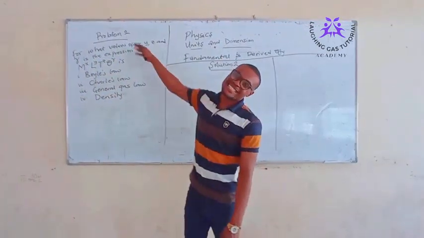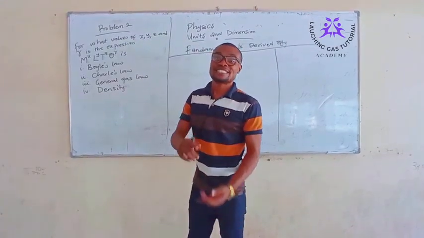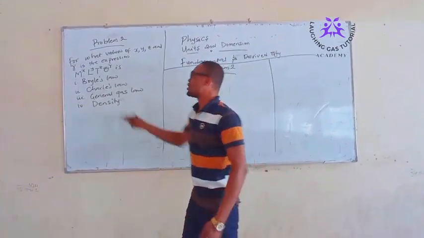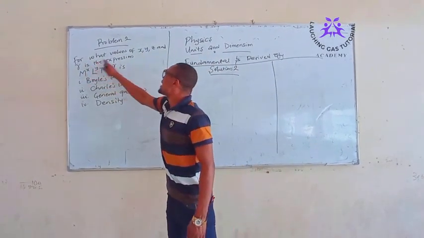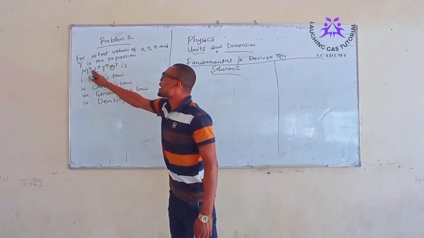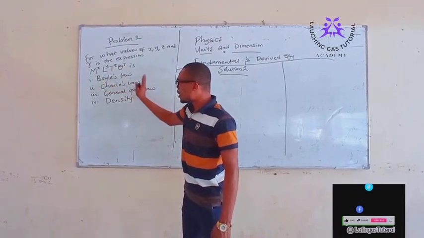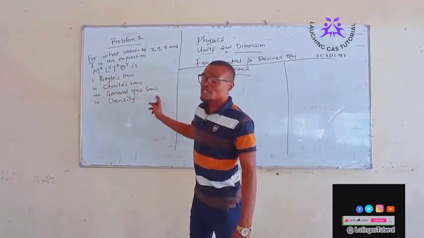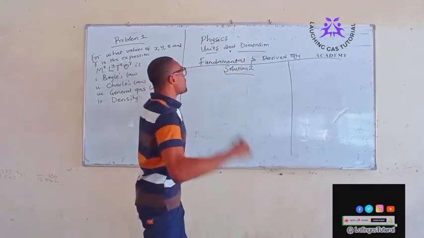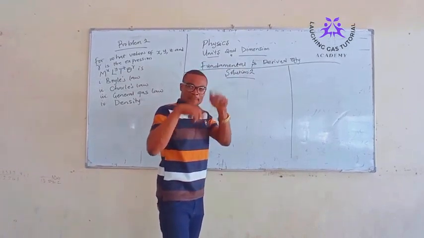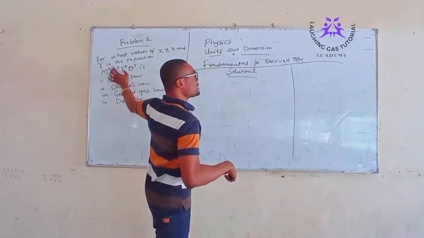All right, let's see another problem. Fantastic problem. For physicists, give them problems. That's how they grow. For what values of x, y, z, and gamma is the expression m raised to the power of x, l raised to the power y, t raised to the power z, and theta raised to the power gamma is Boyle's law, Charles' law, general gas law, and density. So what we are asked to do is use the knowledge you've gathered in dimensional analysis to derive the expression for Boyle's law and compare it to this expression.